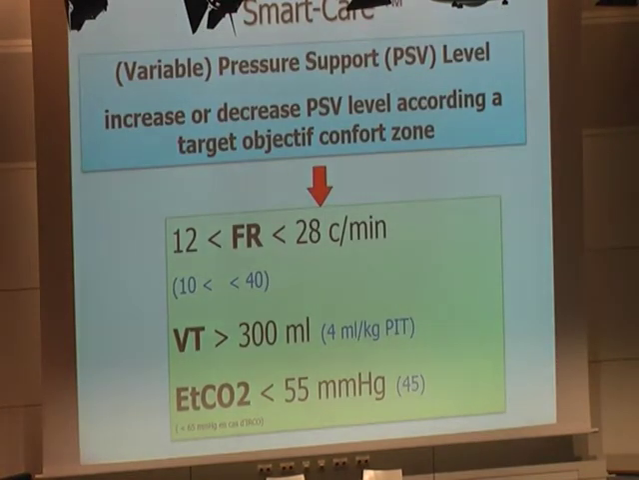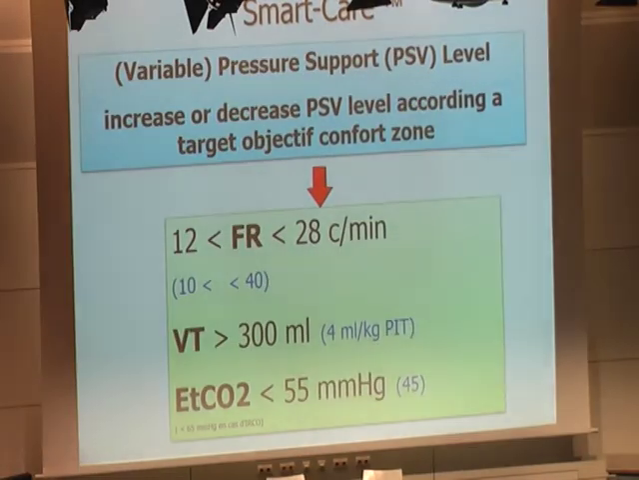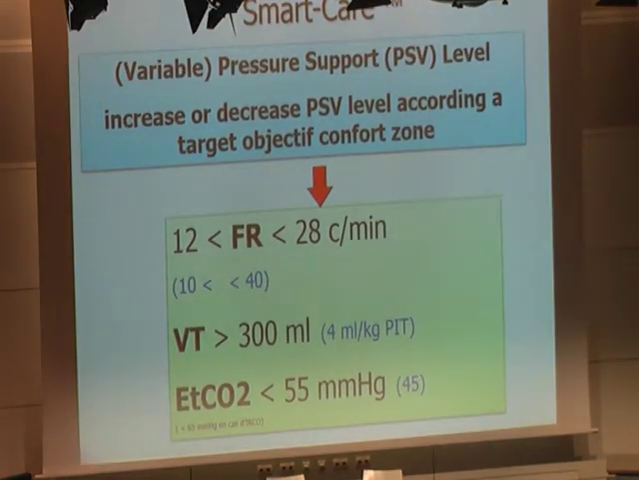The first version was to maintain the patient between respiratory rate 12 and 28, tidal volume above 300 milliliters, and end-tidal CO2 less than 55 millimeters of mercury for all patients, and less than 65 for COPD patients. In the most recent development of this SmartCare, you can set as you want the range and the limit of respiratory rate, tidal volume, and also end-tidal CO2.